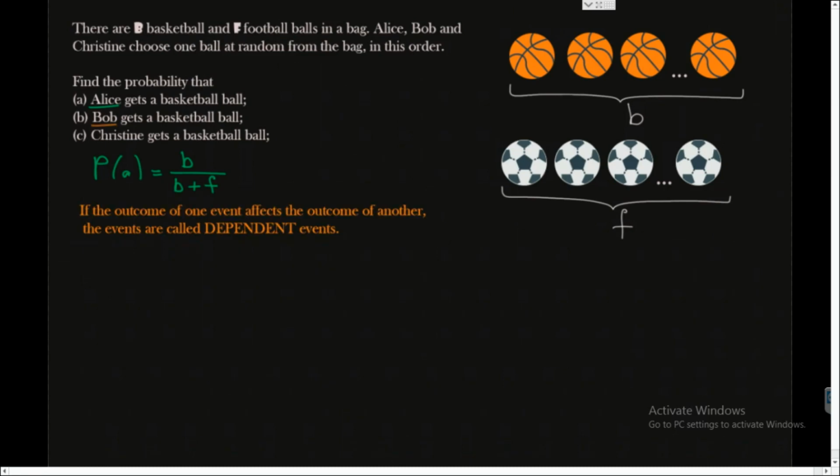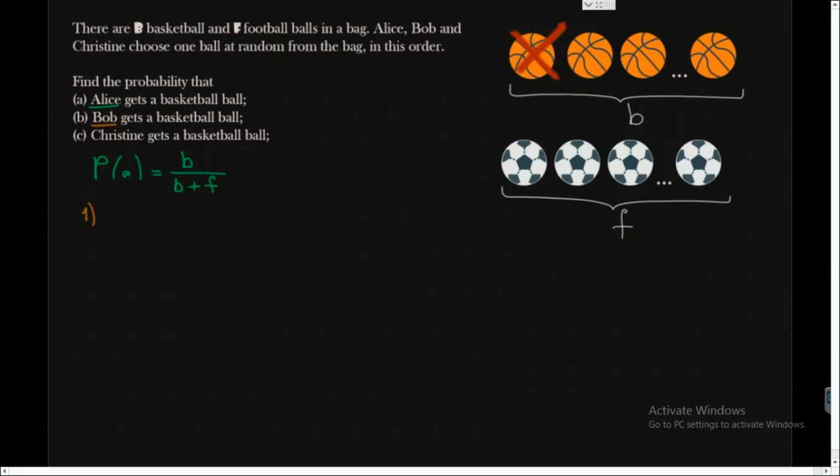If the outcome of one event affects the outcome of another, then the events are called dependent events. Probability for Bob depends on Alice's choice. There are two options of what could have happened: Alice got a basketball or a football ball. First, if Alice got a basketball ball, the amount of them is one less.